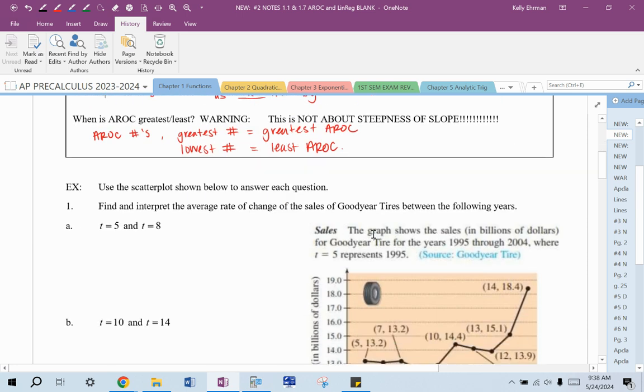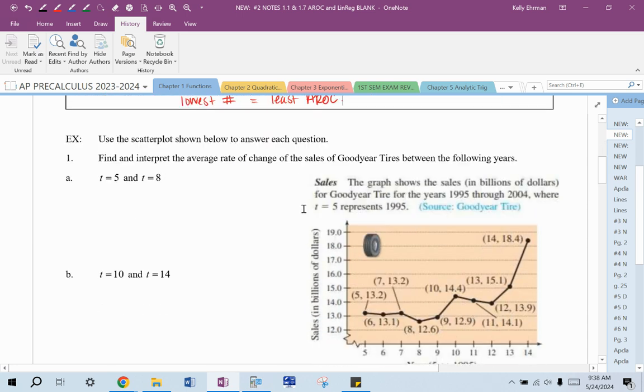All right, this example has a scatter plot. So use the scatter plot shown below to answer each question. A scatter plot is just a series of points. You can see these happen to be connected by lines. It's not always like that.